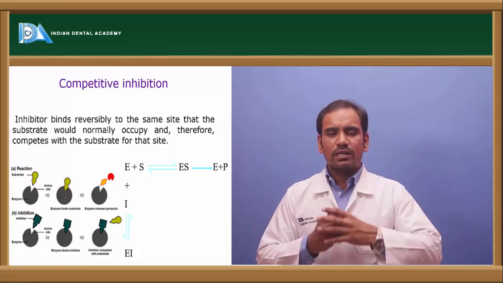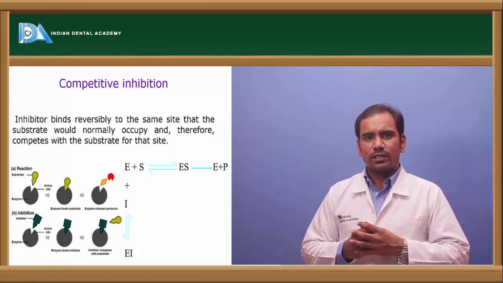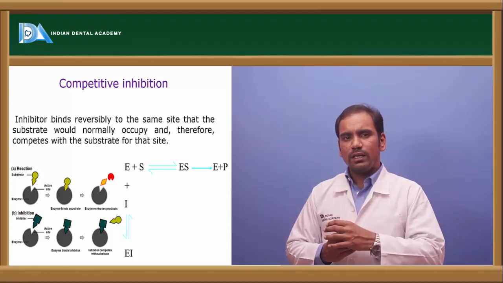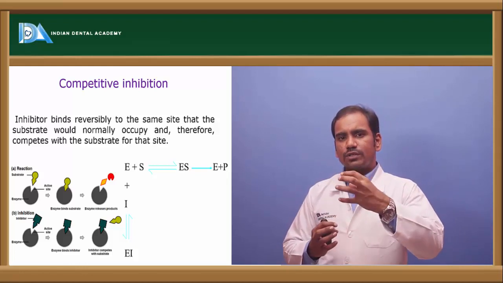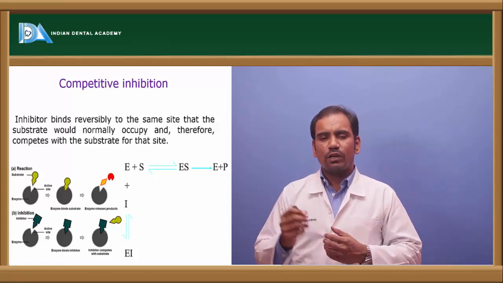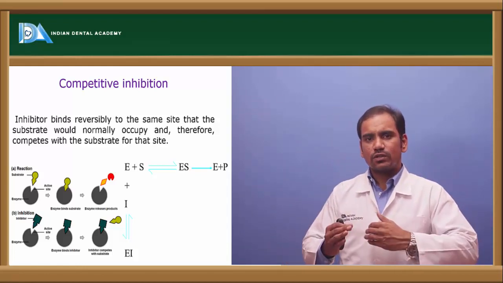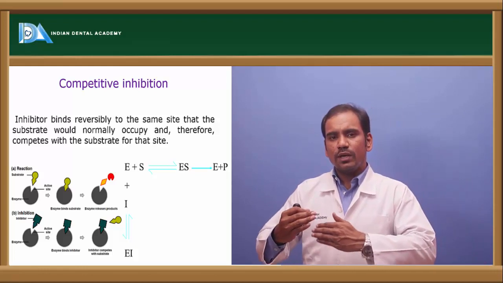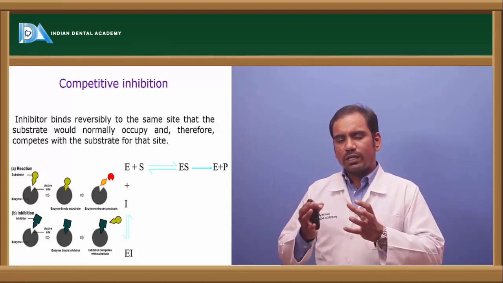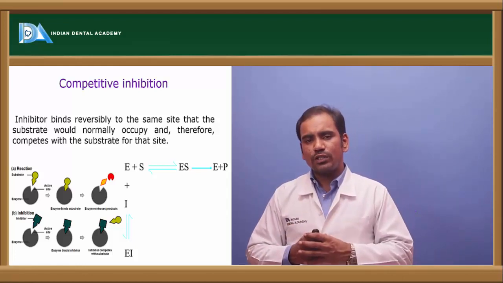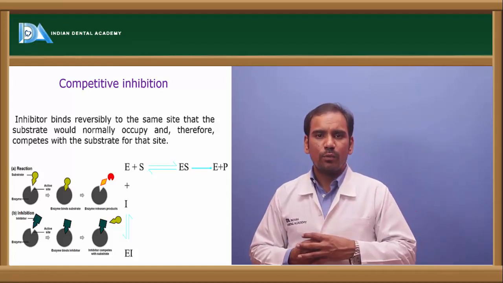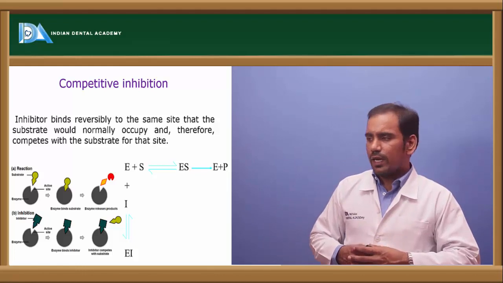This competition arises because of similarity in the structure between substrate and inhibitor. Because of that similarity, they compete for the active site of the enzyme. That's why we call it competitive inhibition. Because of that similarity in structure, the inhibitor in competitive inhibition is called a substrate analog.